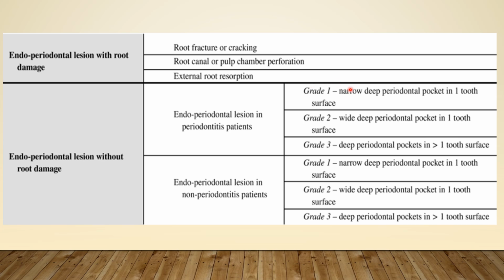So that is, it can be a narrow, deep pocket depth in one tooth surface, a wide, deep, narrow periodontal pocket in one tooth surface, and grade 3, that is, deep periodontal pockets in more than one tooth surface. And in non-periodontitis patients, it is grade 1, there is a narrow, deep periodontal pocket in one tooth surface, wide, deep periodontal pocket in one tooth surface, and deep periodontal pockets in more than one tooth surface.